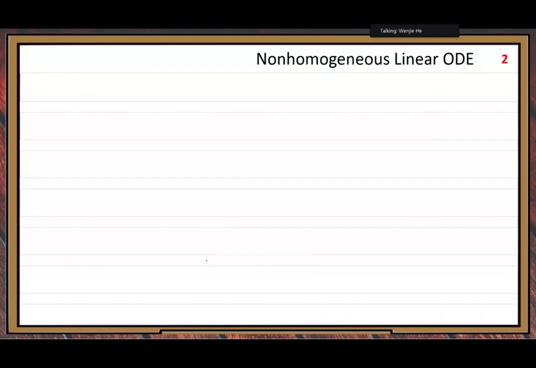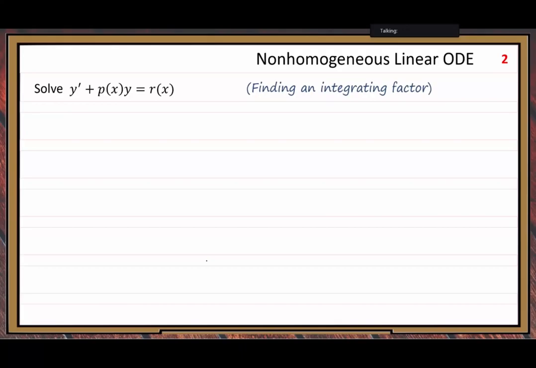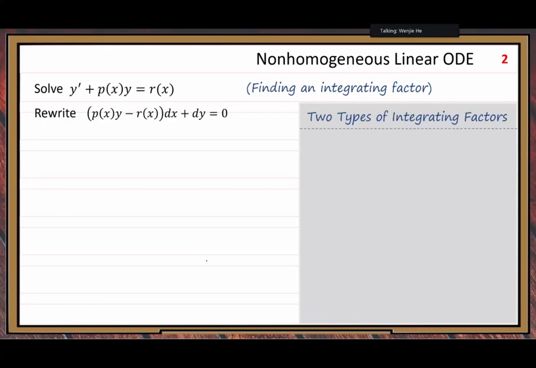Non-homogeneous linear ODE, where r is a non-zero function. So this is finding an integrating factor. The good thing is, for this structure, it works. You consider two types of integrating factor here, so use our old method.